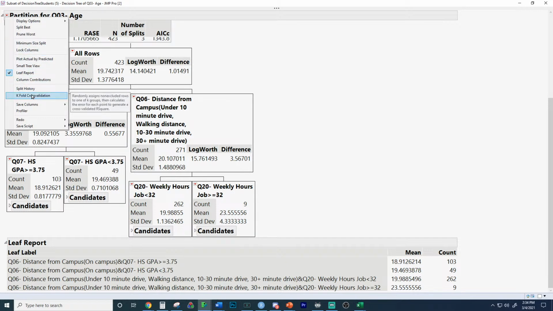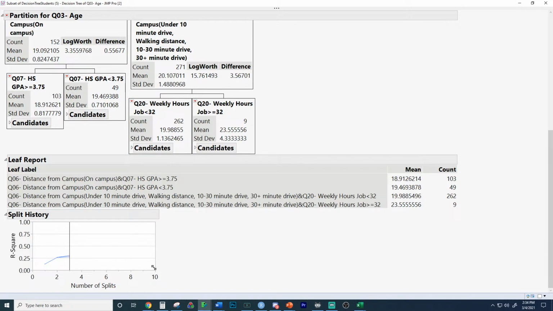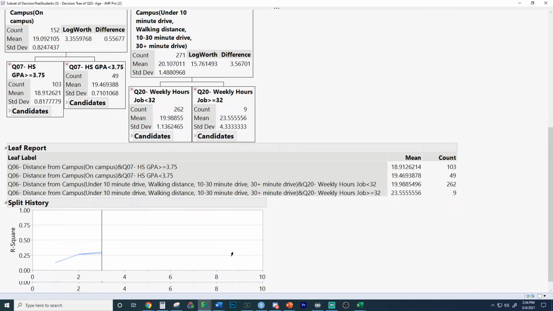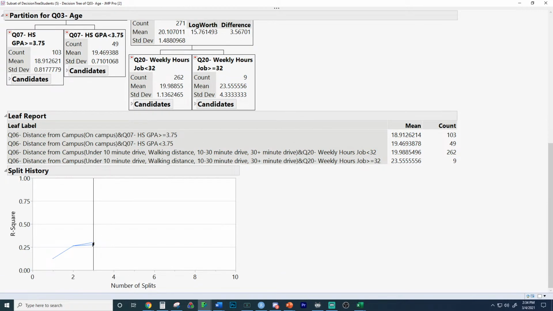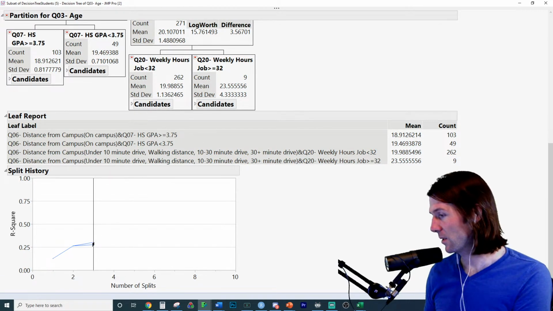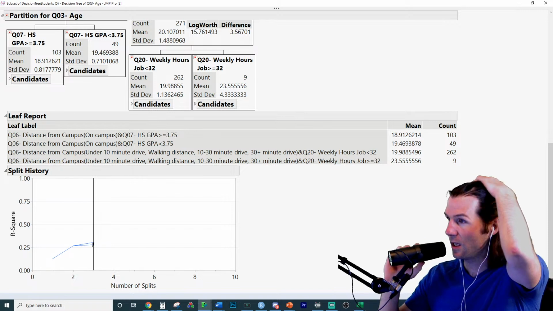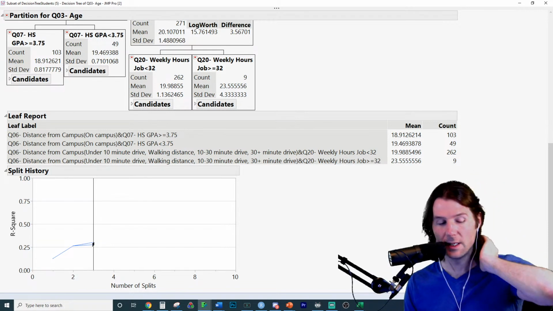We need the split history, or at least we need to understand it. We do have a bit of a weird split history because of what I did, but the split history shows the increase in the R squared. So this is an important topic that could be on your test. The split history shows the increase in the R squared after each split.